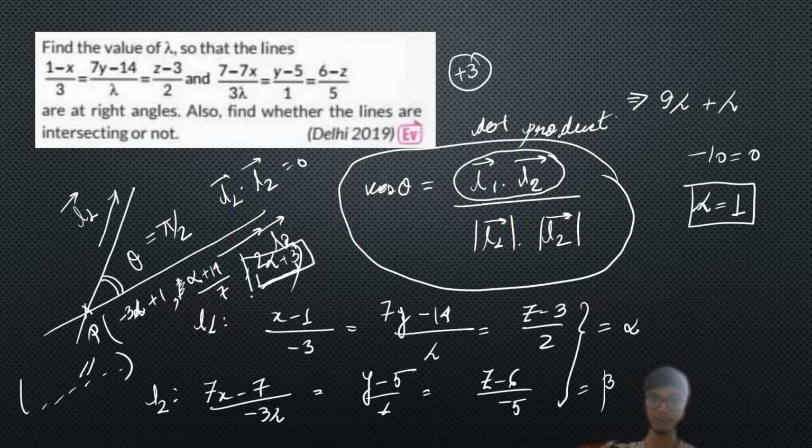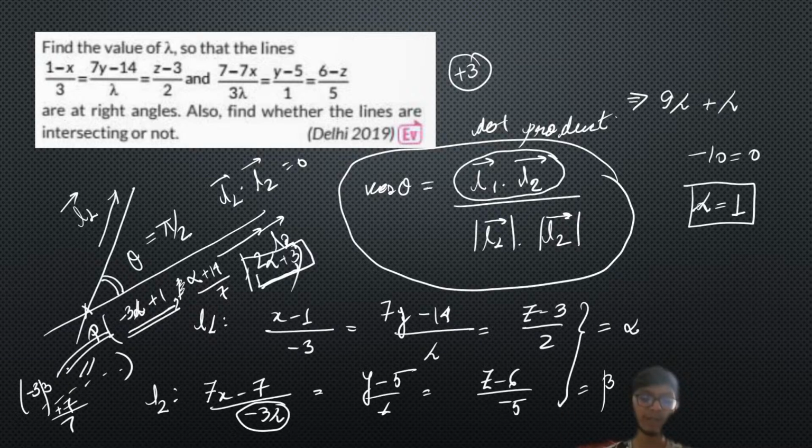So what you basically need to do is equate minus 3 alpha plus 1 to minus 3 beta plus 7 divided by 7. You just equate these two parts and find out for which value of alpha and for which value of beta I am going to get the same point. That's what your motto should be in this particular problem. I hope this particular problem is clear.